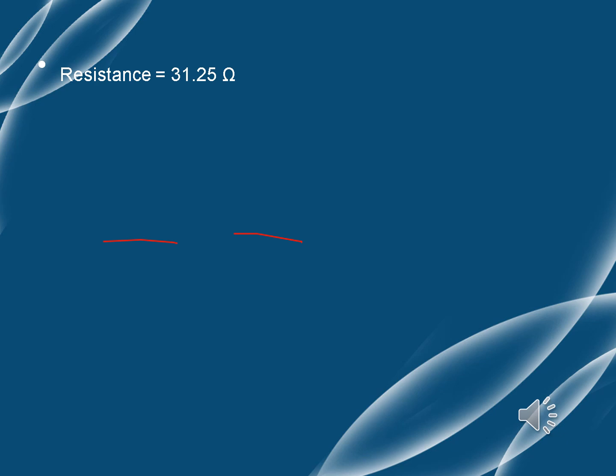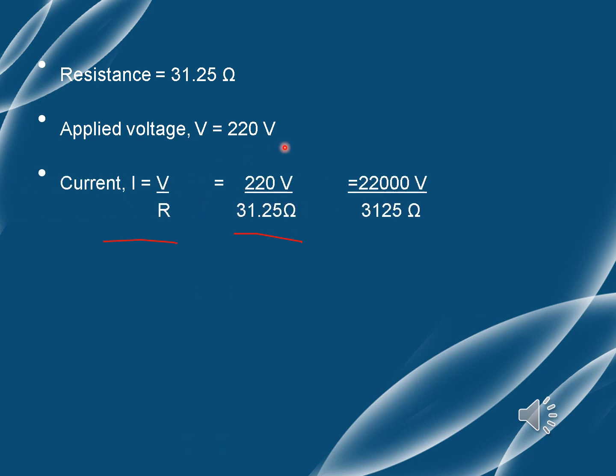Now we have the resistance, that is 31.25 ohms. From the question, we have that the applied voltage V is 220 volt. And to find out current, we have I is equal to V by R, that is 220 divided by 31.25 ohms. So when solving it, we get the answer as 7.04 ampere.